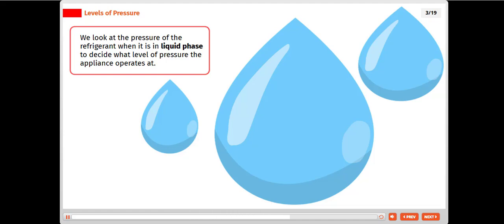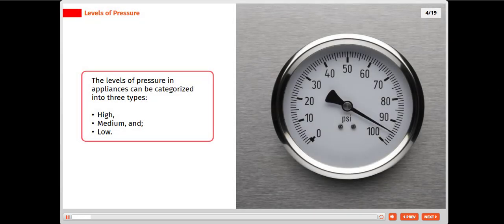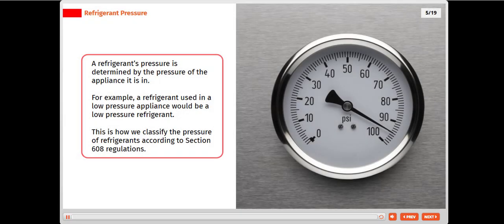The levels of pressure in appliances can be categorized into 3 types: high, medium, and low. A refrigerant's pressure is determined by the pressure of the appliance it is in. For example, a refrigerant used in a low-pressure appliance would be a low-pressure refrigerant. This is how we classify the pressure of refrigerants according to Section 608 regulations.